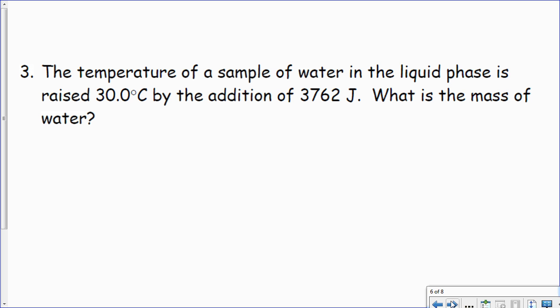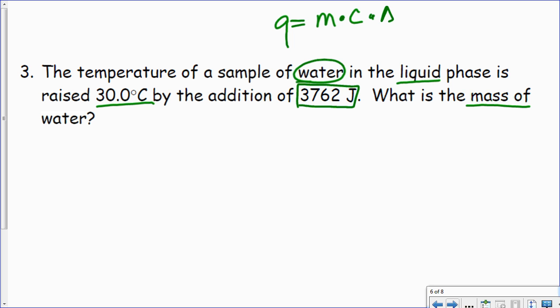Last variation here. The temperature of a sample of water, liquid phase, is raised by 30 degrees by the addition of 3762 joules. What is the mass? Okay, so we have Q, heat, mass, specific heat capacity, and change in temperature. So we define, then we plug and show. Q, 3762 joules. M, what is the mass of the water? We don't know. We don't know how many grams we've got here.